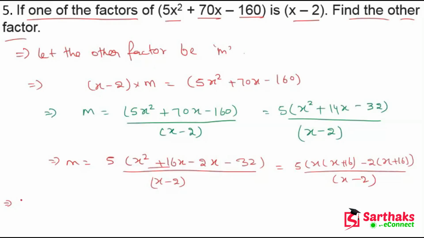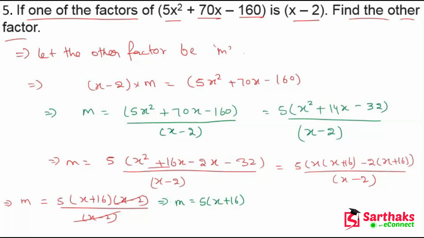Now the factors are m is equal to 5 into x plus 16 into x minus 2, and in the denominator here we have x minus 2. So this x minus 2 and this x minus 2 is cancelled. So the result is m is equal to 5 into x plus 16. So this is the other factor. This is the answer of this part. I hope my dear friend you understand these things.